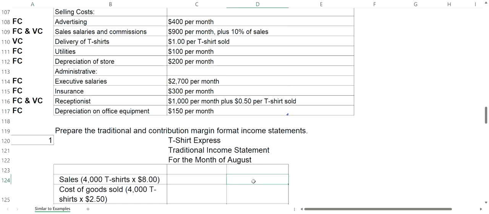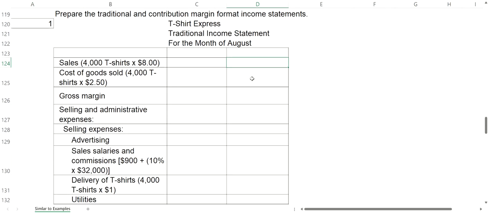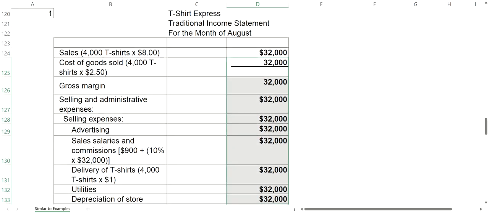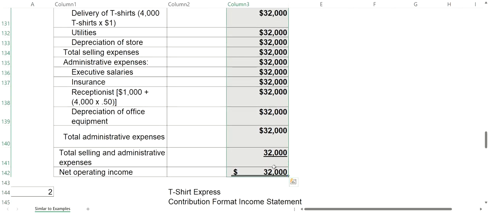Now, let's go ahead and put together the traditional income statement. Any income statement begins with sales. We sold 4,000 t-shirts, and it said that we resell them at $8 each. So therefore, sales is $32,000.